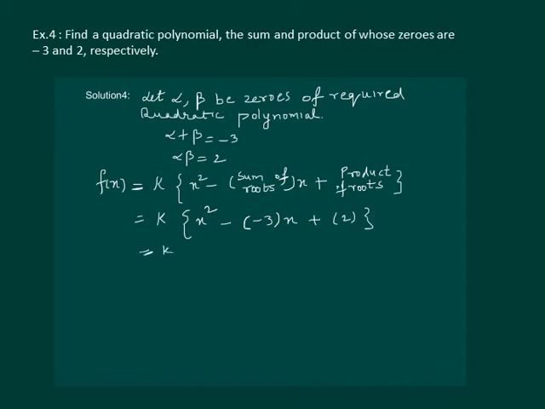which is equal to k times x square plus 3x plus 2. Now for different values of k, we can get different quadratic equations with sum of the roots minus 3 and product of the roots 2. For k equal to 1, one such equation would be f(x) equal to x square plus 3x plus 2.